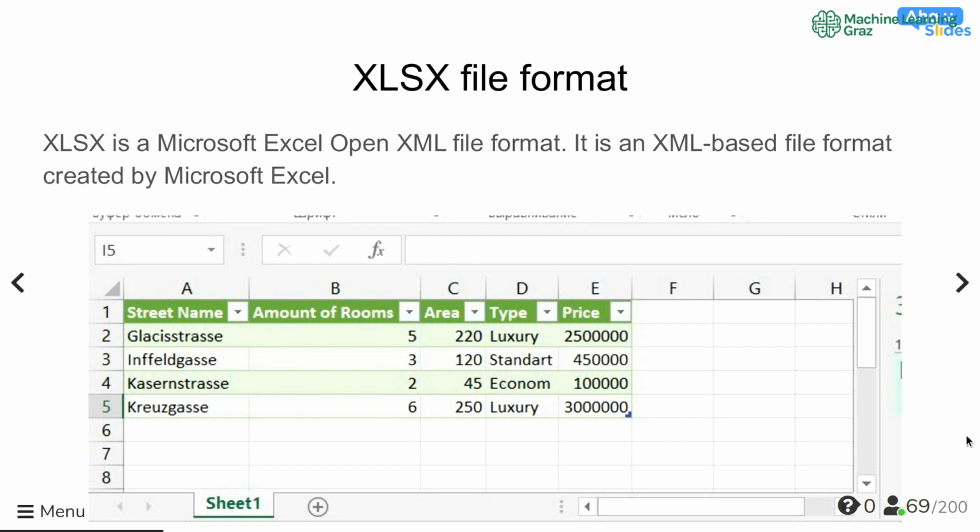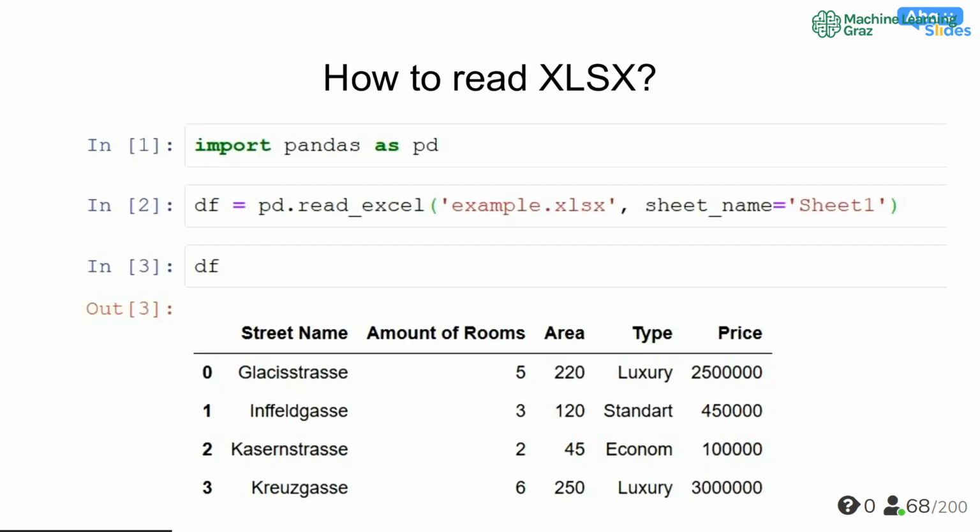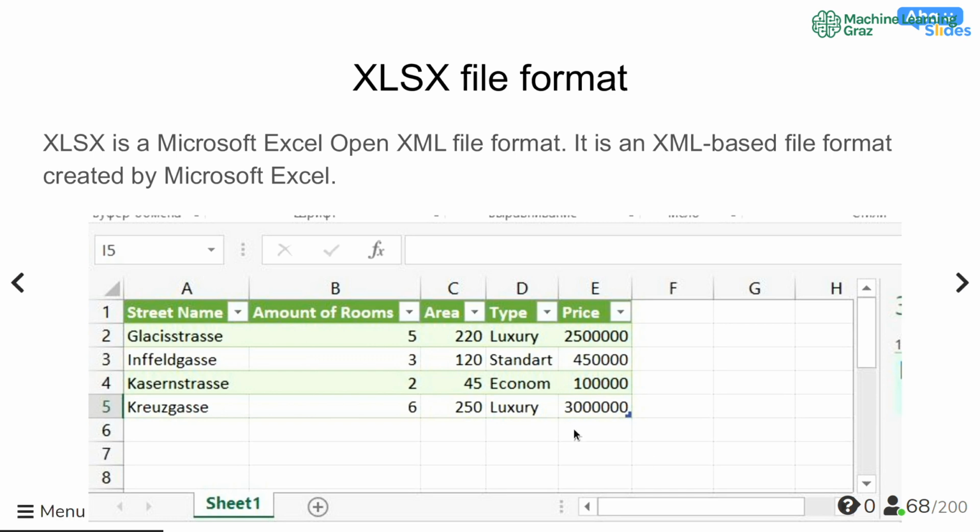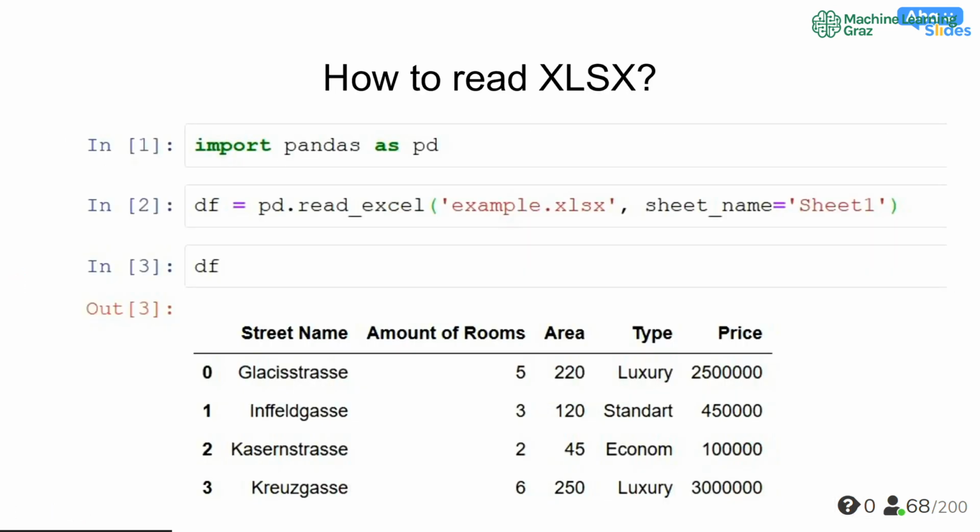So the next format is the Excel file. It's a file format developed by Microsoft based on the XML file format, and it's very similar to a CSV file. The main difference is that in Excel you can work in one file with multiple sheets, and you can switch between them.